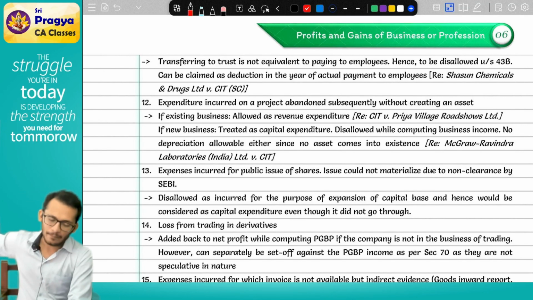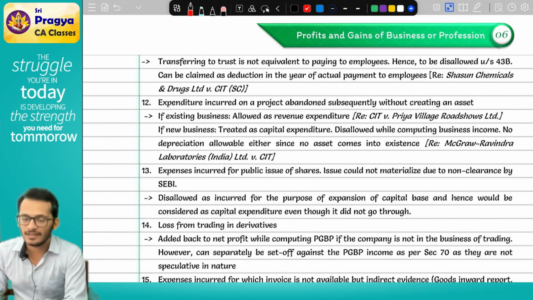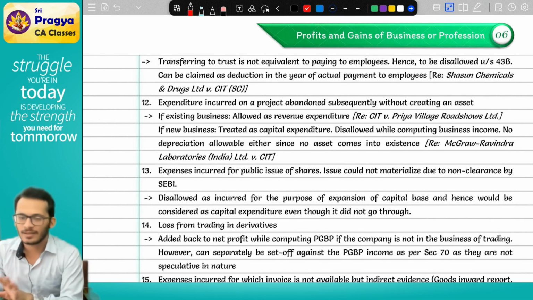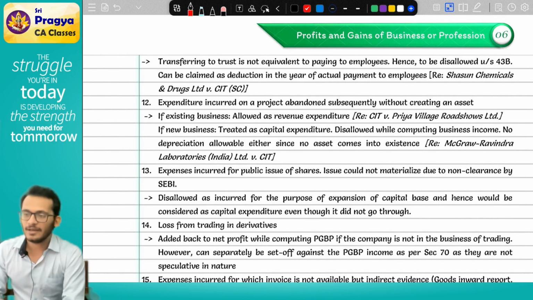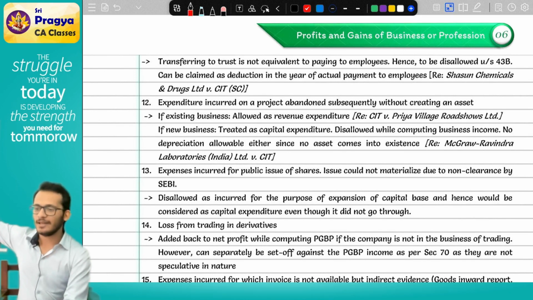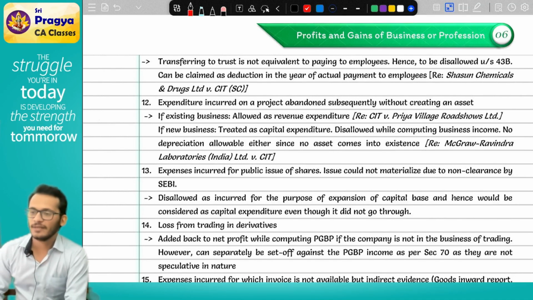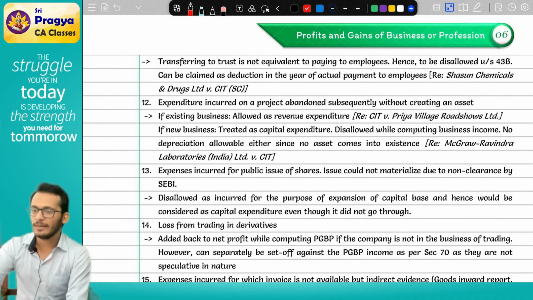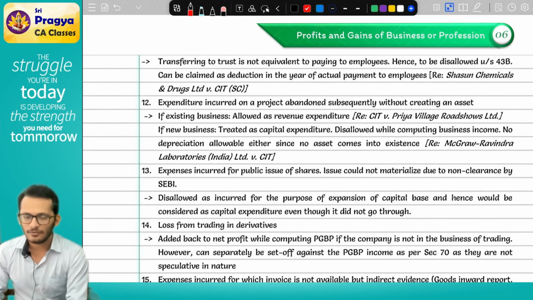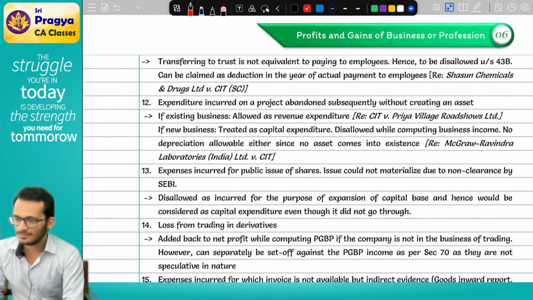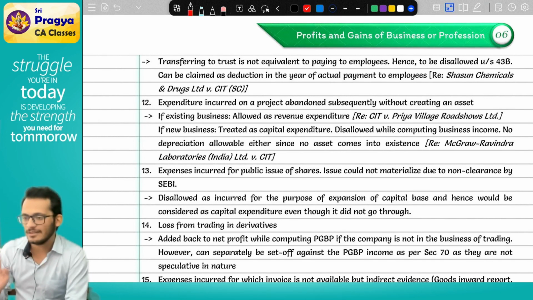The case law was McGraw Ravindra Laboratories India Limited versus CIT. This case law has never been notified by ICAI ever. The contradictory case law is Priya Village roadshows, that is there in the study material also. But they will suddenly come and say what I have given in the study material is also ignored, I am giving you a fresh case law, you should have known about the case law. Yes, things like this happen in exam.